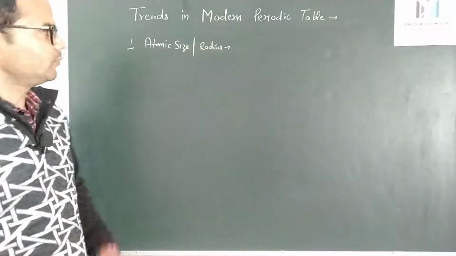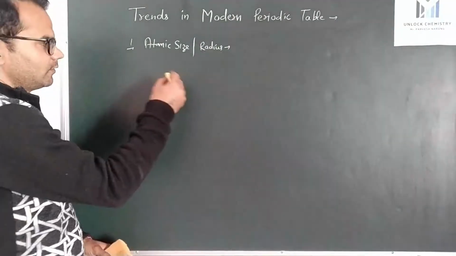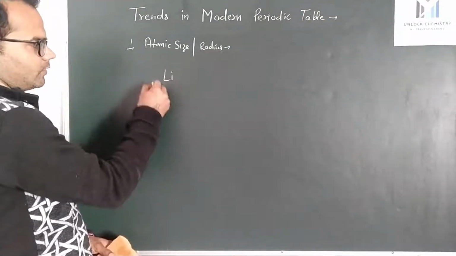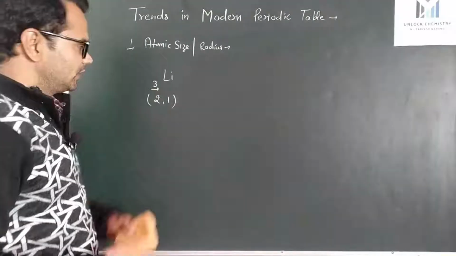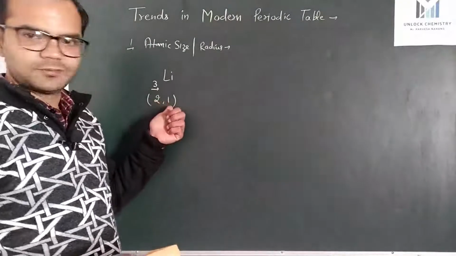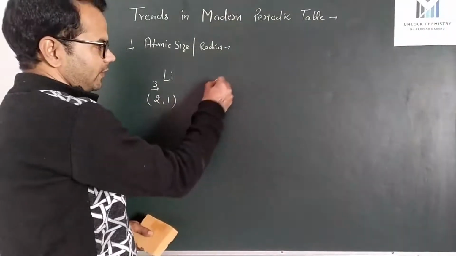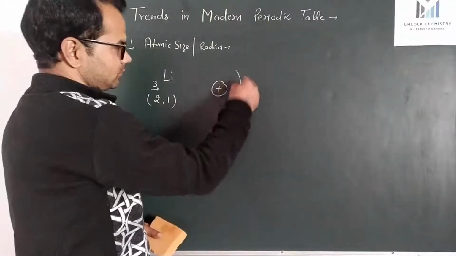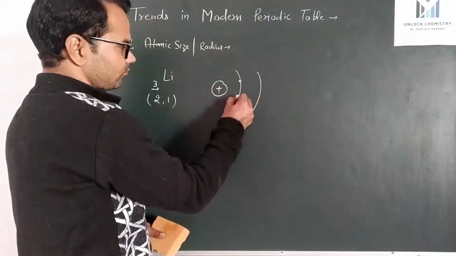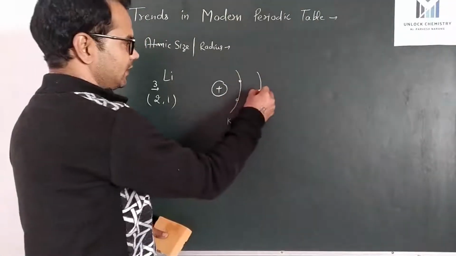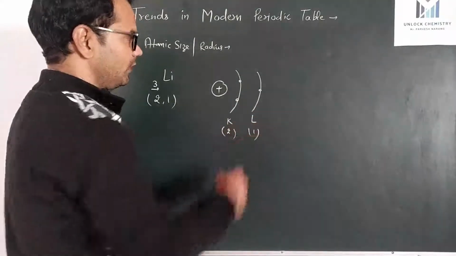So to understand what is atomic size or what is atomic radius, let us take one example. For example, we have an atom of lithium. Atomic number is 3. Its electronic configuration will be 2 electrons present in first shell and 1 electron present in outermost shell, that is our valence shell. And the centralized part of atom is nucleus. So lithium contains 2 shells. In K shell there are 2 electrons and in L shell there is 1 electron.